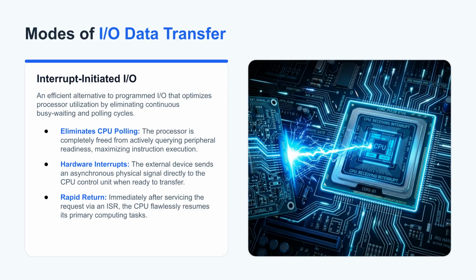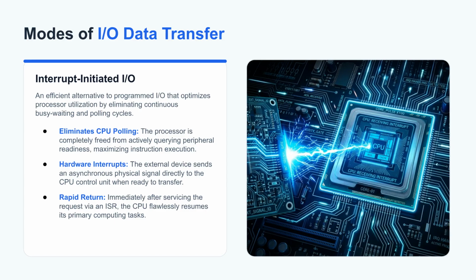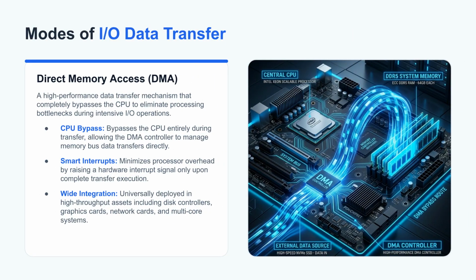When the external peripheral device finishes preparing its data, it triggers a hardware interrupt signal sent directly to the CPU's interrupt controller. Upon receiving this signal, the CPU temporarily pauses its current program, executes an interrupt service routine, ISR, to perform the data transfer, and then rapidly returns to its previous computational workload, optimizing overall processor utilization. While interrupt-driven I/O frees the CPU from polling, the processor still has to handle byte-by-byte data transfers inside the ISR.